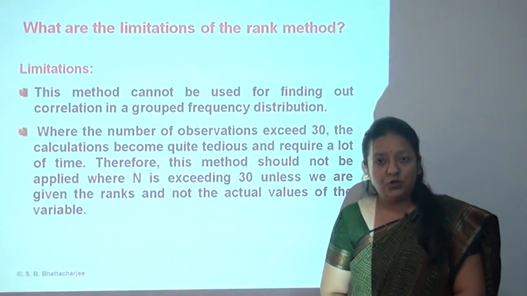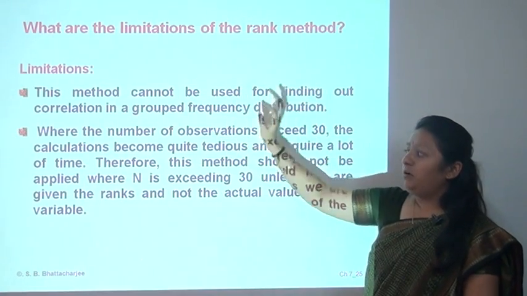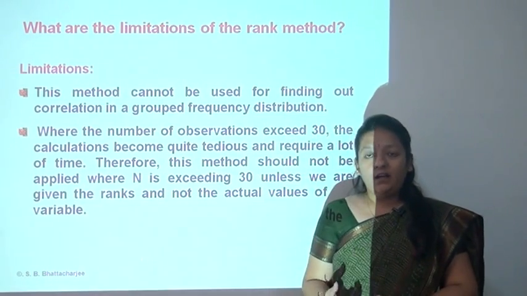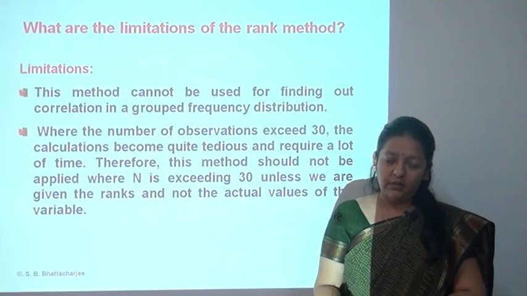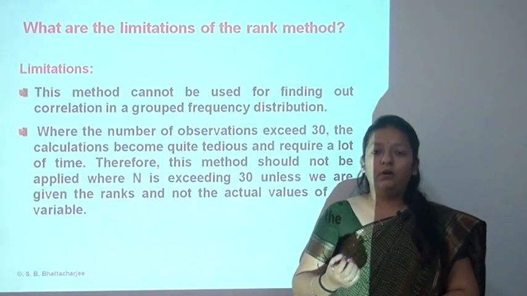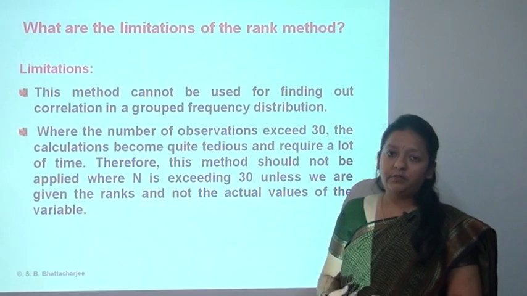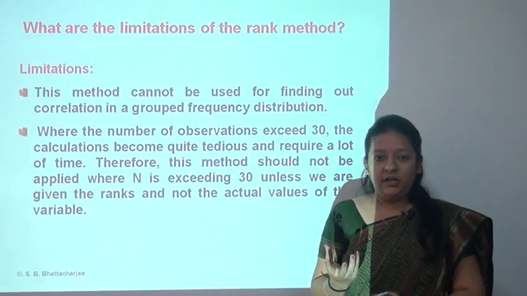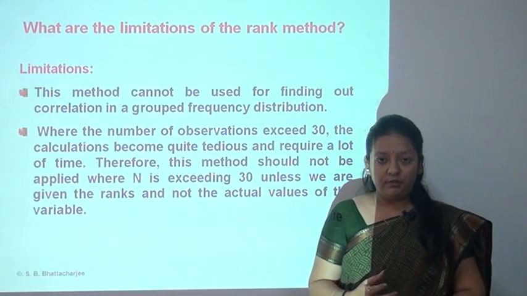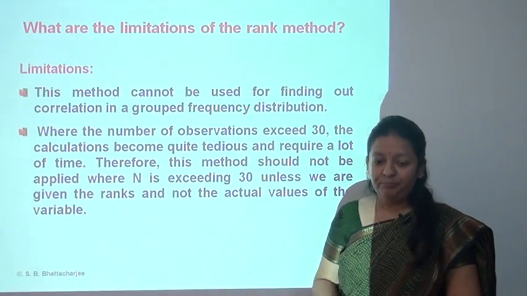Next, what are the limitations of the rank method? This method cannot be used for finding correlation in a grouped frequency distribution. When the data is shown in class intervals, this method cannot be used because we have to assign ranks to individual observations. When the number of observations exceeds 30, it becomes a tedious task, or difficult, to assign a number to each and every observation. So these two are the limitations of the rank correlation coefficient.